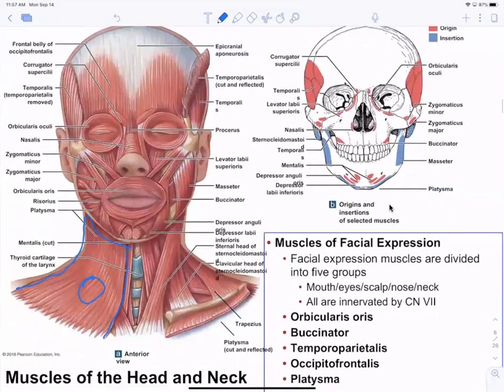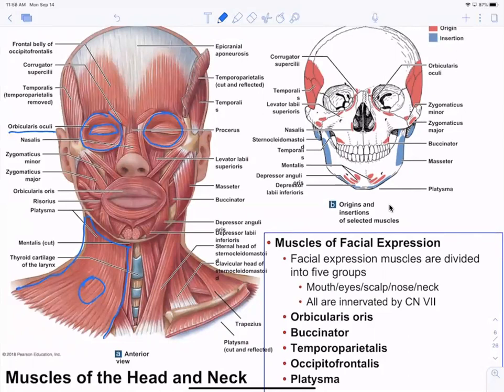Other muscles of facial expressions. So the ones around your eye, the orbicularis oculi is that muscle that you can close your eyes. It's a circular muscle, and you can close your eyes, squeeze your eyes shut tight. That's your orbicularis oculi. You also have a muscle on the top of your eyelid, and that is your levator palpebrae superioris. And I don't see it listed here, but I'm sure on some picture it does have this.